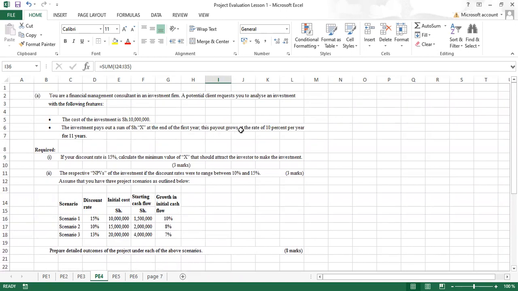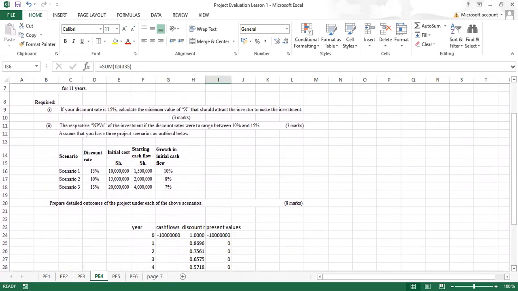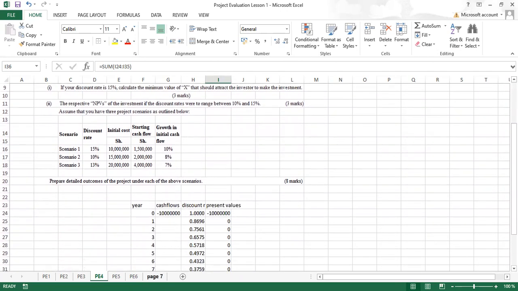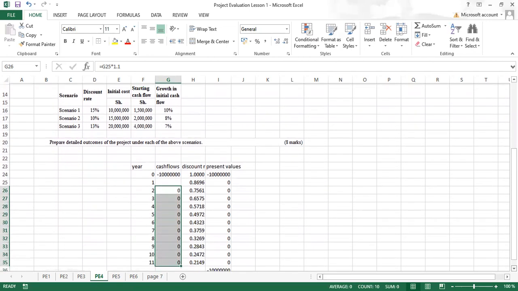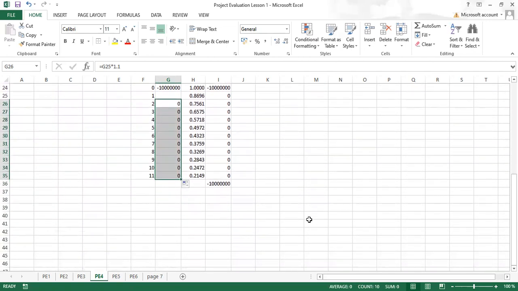Here, this payout grows at the rate of 10% per annum. So the rate will be growing. Because it's a payout, it will start in year one, so the growth will start from year two. So equals what will be in year one times the growth rate of 10%. So it will be 1.1. Control enter. Then you take it down, isn't it?